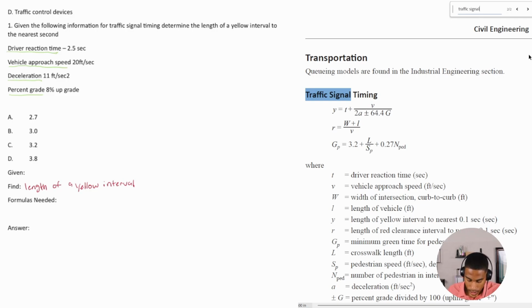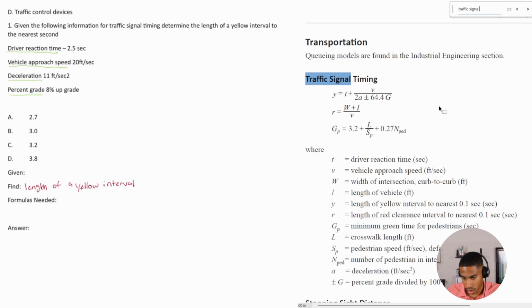All right, so do we see anything for length of yellow interval? Okay, so y is equal to the length of yellow interval, the nearest second. Cool. So we're looking for y. That's what we're trying to find. Do we have t? So t is the driver reaction time. We have it. Next, we check for v. Vehicle approach speed. We have the vehicle approach speed.